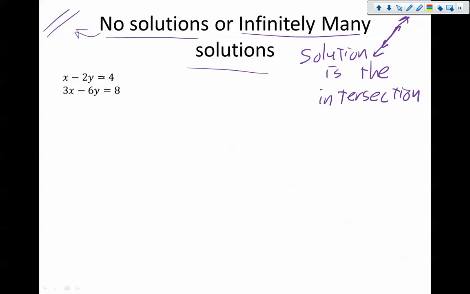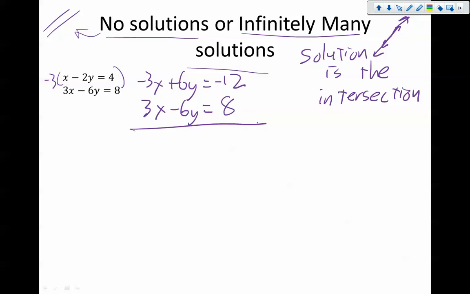Okay, so let's solve this equation. I'm going to use elimination to solve this. I'm noticing that if I multiplied this top one by negative 3, they would have a negative 3, positive 3 there. So this is negative 3x plus 6y equals negative 12. And then we've got 3x minus 6y equals 8.